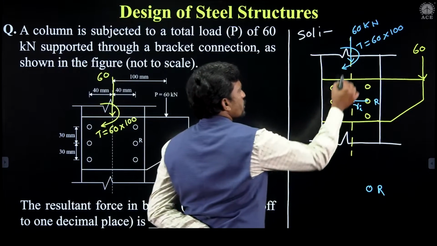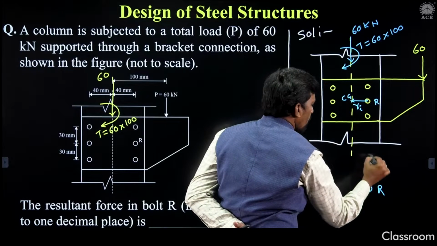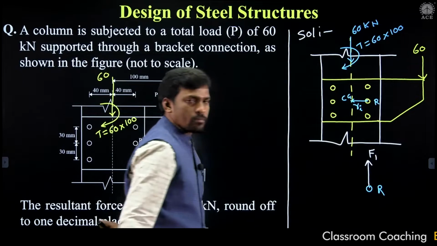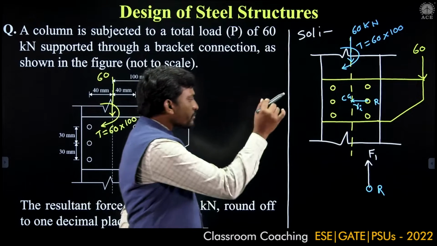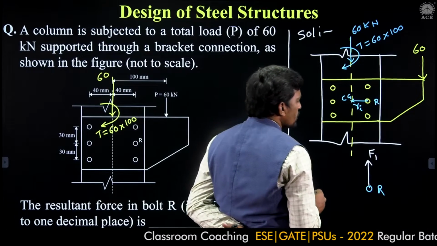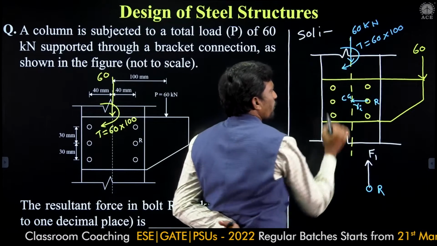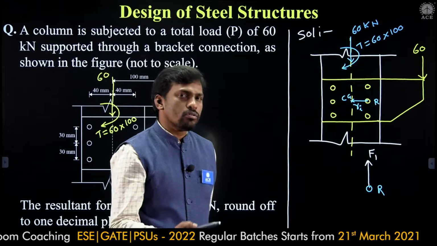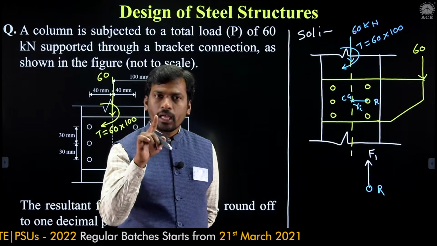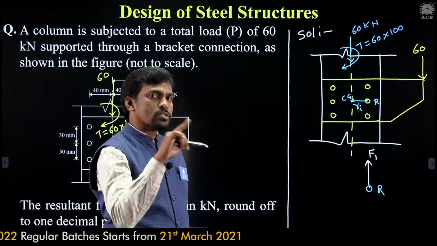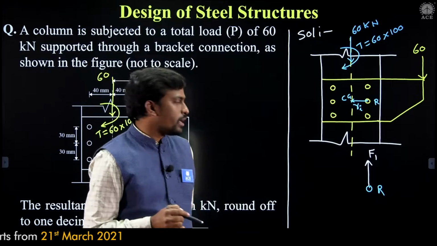First, the force due to load P is downward, so mark it opposite, upward. This is F1, the shear force due to direct load P. Next, this is the twisting moment, and the shear force due to twisting moment is F2. Remember, mark F2 opposite to the torsional moment but perpendicular to the radial distance.